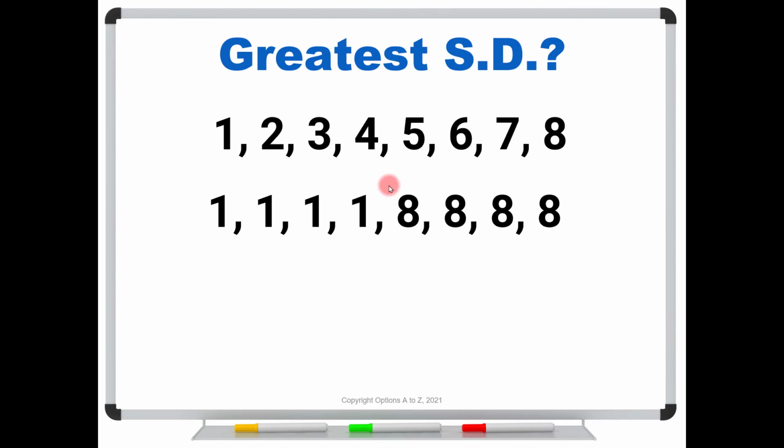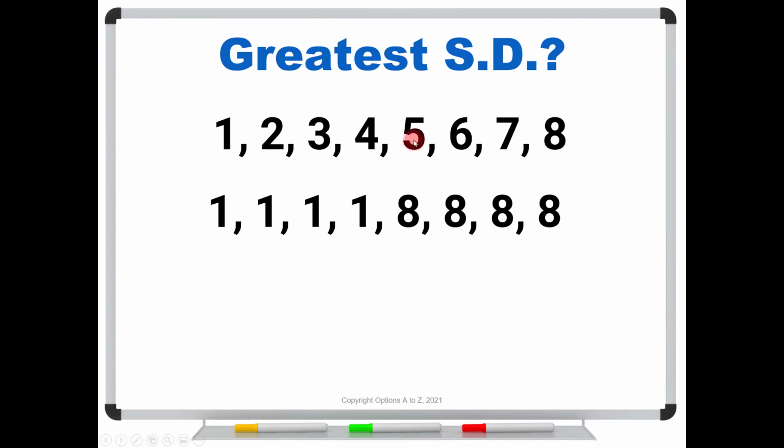Now, most traders will say it's this first set. Why? Because they associate standard deviation with variation. That's sort of true, but it's variation from the mean or from the average. So if we look at this first set, we've got a lot of numbers surrounding the average. If we look at this second set, they're polarized. They're either 1 or they're 8. So both of these sets share the same average. They're both at 4.5. But look at how much further this second set is away from the average.